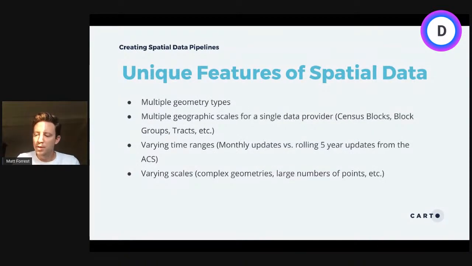So, some quick unique things about spatial data. There are multiple geometry types, like we covered: points, lines and polygons. There are multiple geographic scales for a single data provider. Like I said, the census provides census blocks, block groups, tracts, and so on and so forth. There are varying time ranges. Some have monthly updates, some have rolling 5-year updates, like the ACS, so there's another complicating factor there. There are also varying scales when enriching data: you could have a very complex geometry, or you could have a large number of points. So the complexity of the data could come in many different forms.